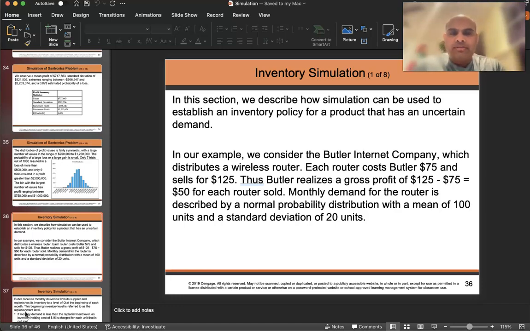Hello everyone. In this video, I'll be talking about inventory simulation. We did what if analysis with simulation, and I did introduce the idea of inventory simulation in class, but this is the video that I'll be posting for the Monday class that I'm missing because of my attendance at a conference.